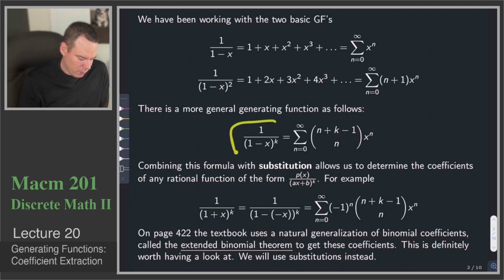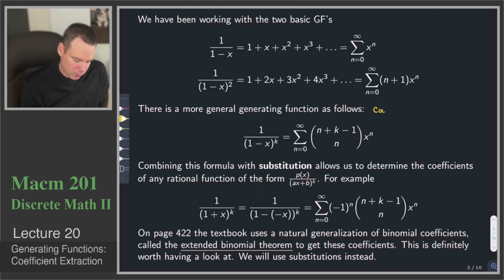More generally, we have that 1 over 1 minus x to the k is the generating function for this sequence of binomial coefficients, which come from choice with repetition. How do we know this one? Well, we came up with a really quick way to see why this is true by just counting the same object in two different ways.